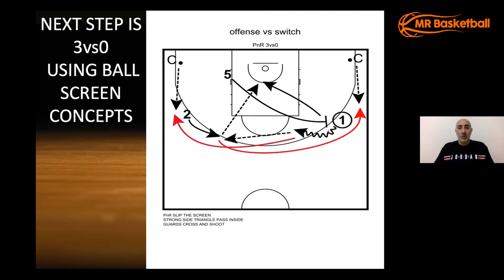Now we have a side pick and roll. We create a strong side triangle. So we immediately pass to the two-man flashing top, and the two-man passes to the big guy inside for a finish. And right after that, the two guards will cross and receive a pass from the opposite coaches to catch and shoot one time. Second time, catch, fake, one dribble, pull up.